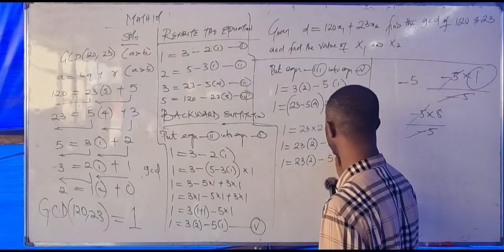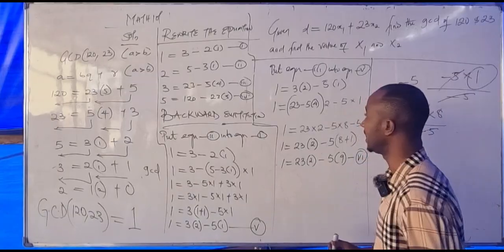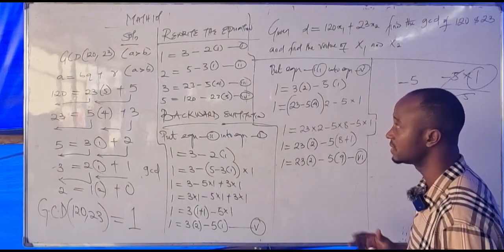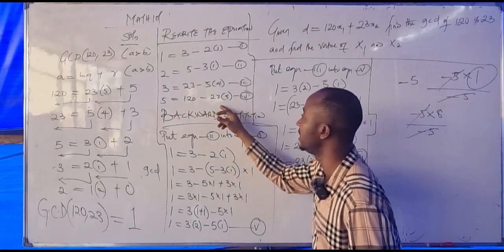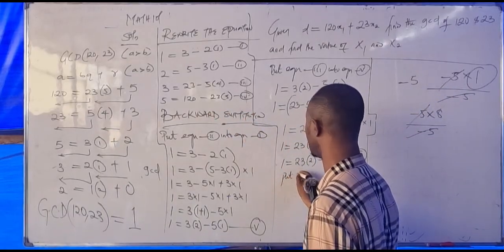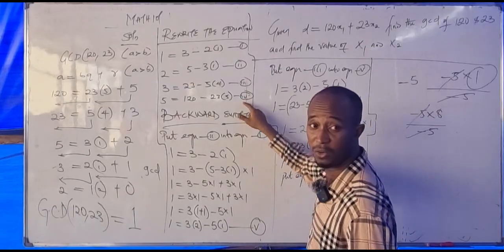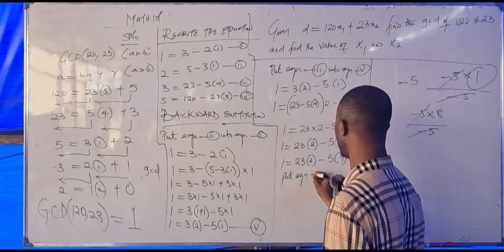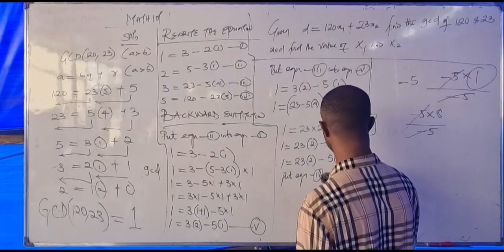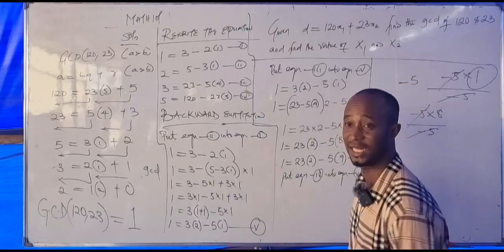Minus 5 times what? 9. Equation what? 6. What will I do now? The last part should be, I will put what? 4 into equation what? 6. Now let's put equation 4, saying this.